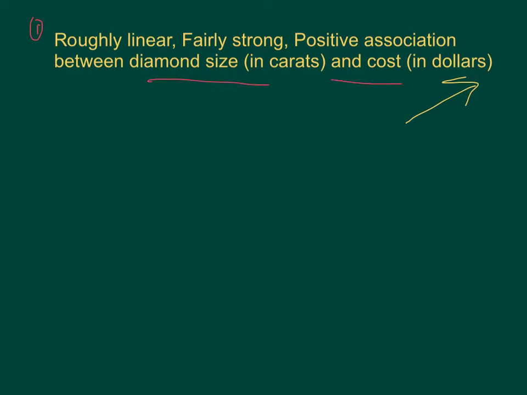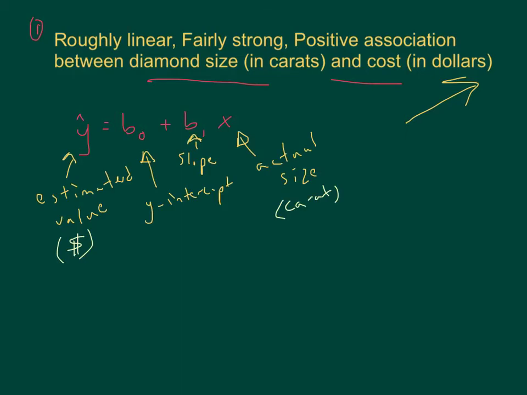Now, number 2 says, let's create a model. First, the basics of the model. The model is y hat. This is our estimated value. And this little hat on the top indicates that that's not an actual value, but a guessed value. Our estimated value of the cost of the diamond ring is equal to b naught, that's b sub 0, which is our y-intercept, plus b sub 1, which is our slope, times the size of the diamond in carats. And you might want to take a second to add in all of that information that I just placed on there for you. But again, it's the estimated value in dollars, and then the actual value in carats.